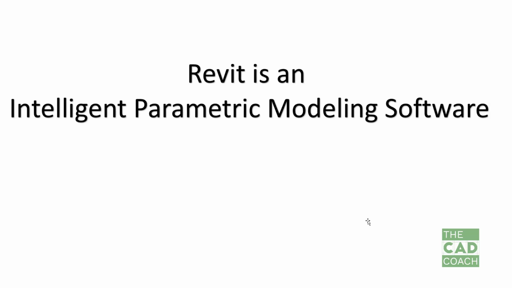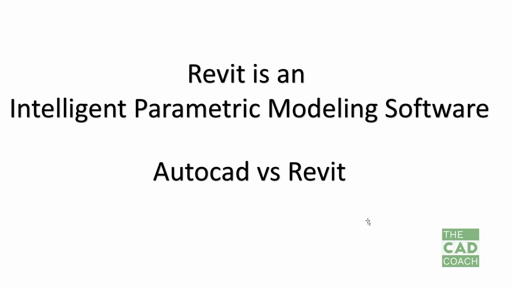Second point, Revit is an intelligent parametric modeling software. What I mean by intelligent, parametric modeling software, I try to explain with a small comparison between AutoCAD and Revit. In AutoCAD, if you draw a 3D building model or a mechanical component or electrical component or anything, AutoCAD does not understand what you're drawing in it. It understands only blocks, layers, points, and lines.